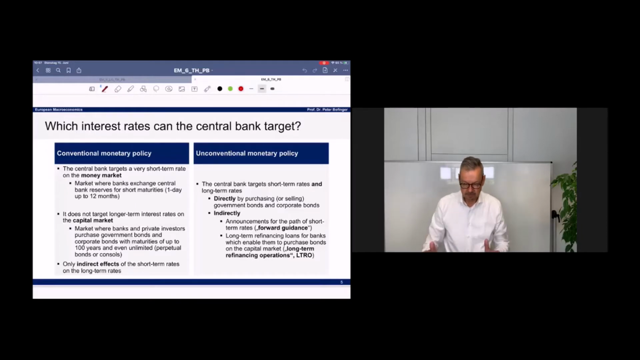So we have conventional monetary policy, which is really what you could observe until 2008 to 2009. And then since then, we have this unconventional monetary policy where the short-term interest rate control is augmented by direct control over the long-term rates or indirect control over long-term rates.